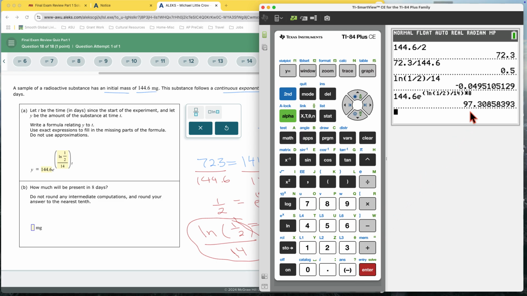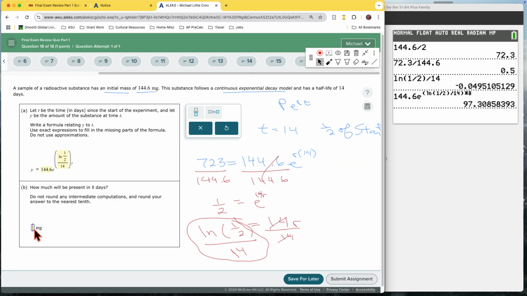Notice we have more than half left because it would take us 14 days to get down to half, so 97.3. And that's how we do this last one, number 8.